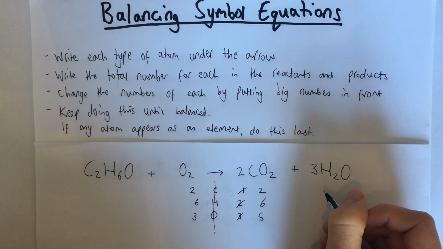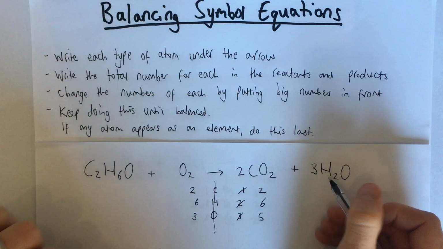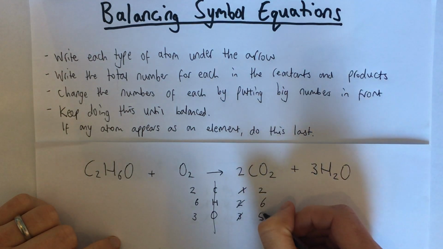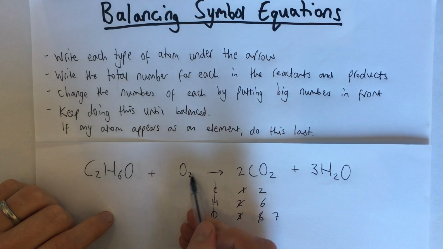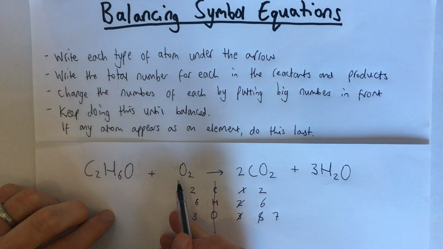That has also changed the oxygen though, because there's oxygen attached there as well. So now in total for oxygen, I've got the 4 there, and I've got the 3 here, so I've got a total of 7 oxygen atoms. So I've just got to finish with doing the oxygen, and this is why I finished with oxygen, because it appears by itself as an element. It's easy now to finish it off.